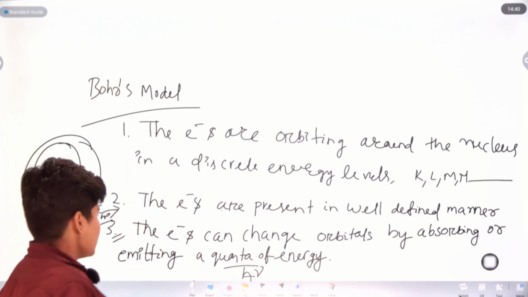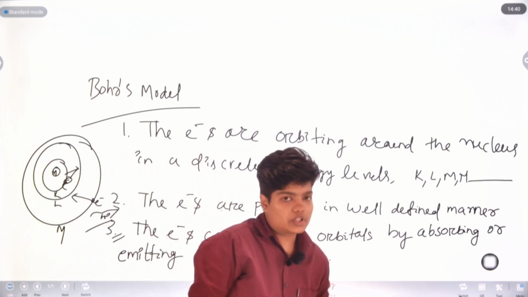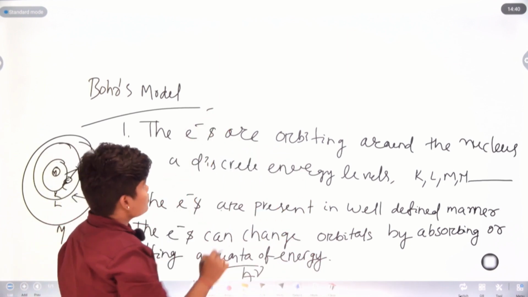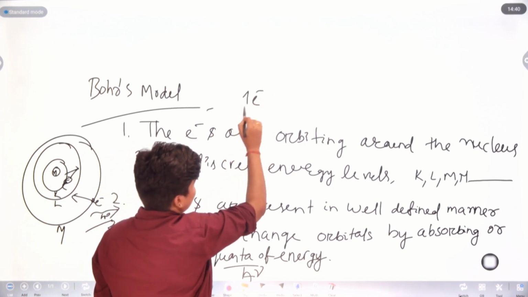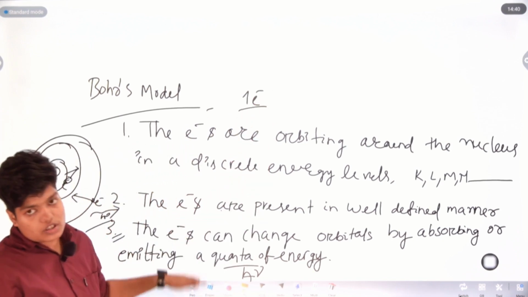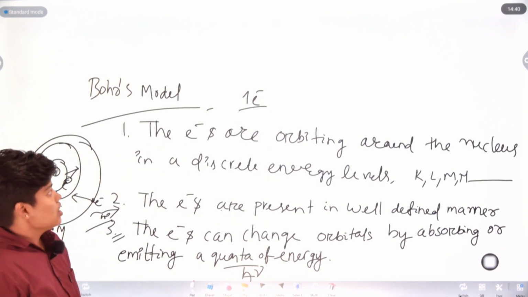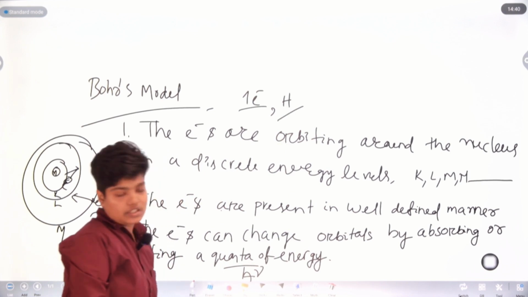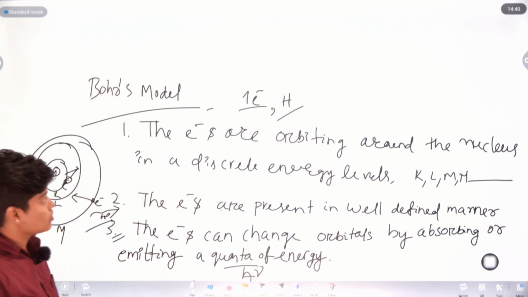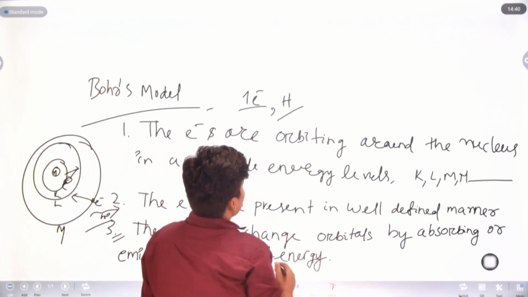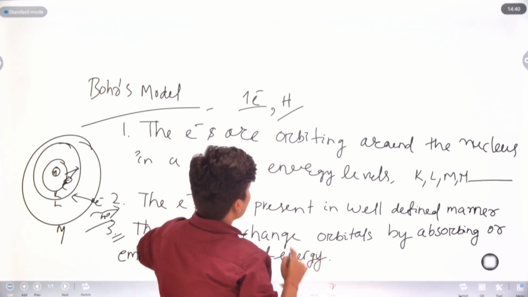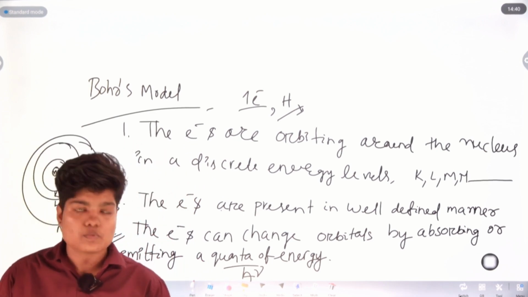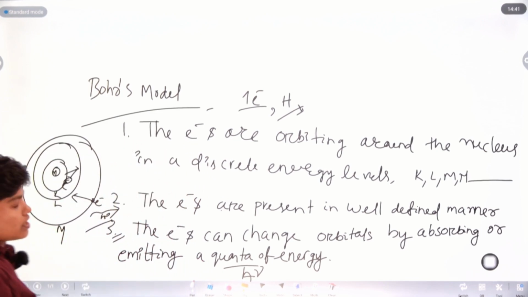But Bohr's model has failed. It has some drawbacks because it is only applicable for atoms which have only one electron. This theory is not applicable to atoms that have more than one electron. The spectra of atoms can be deduced by this theory only for the hydrogen atom, not for other atoms. And the second drawback is that it does not fulfill the Heisenberg principle.